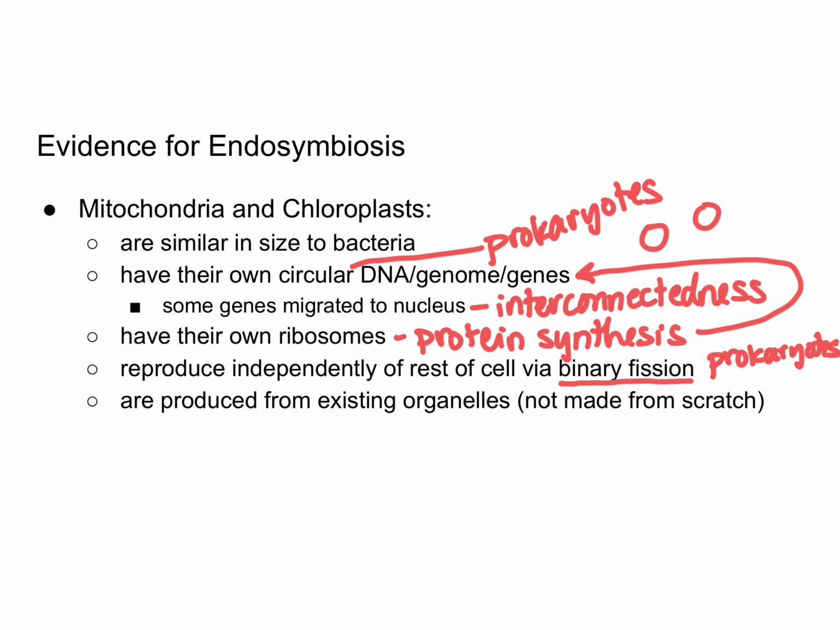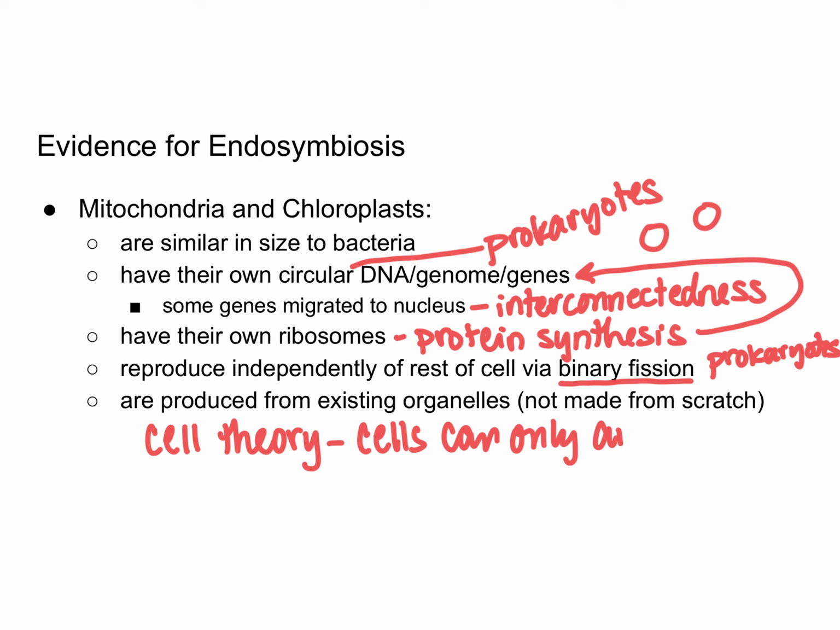And this goes along with the cell theory. Remember that one of the statements of the cell theory is that cells can only arise from other cells. So cells can't just form. I mean, they did originally when they first evolved, but since then, all existing cells have to come from pre-existing cells. And that's the same thing with mitochondria and chloroplasts. We can't make new ones, we can just make copies of what we already have.